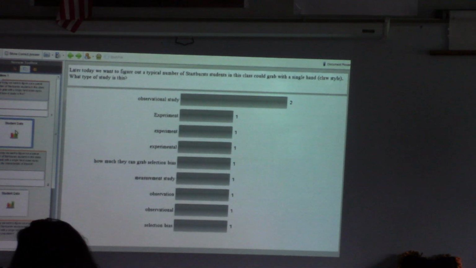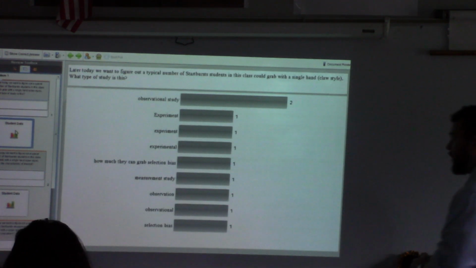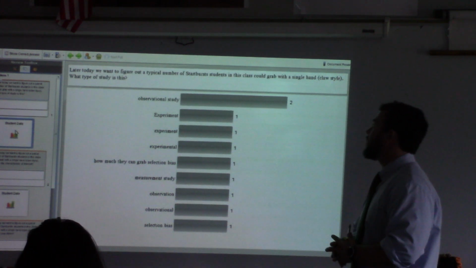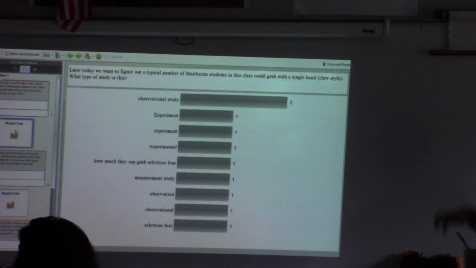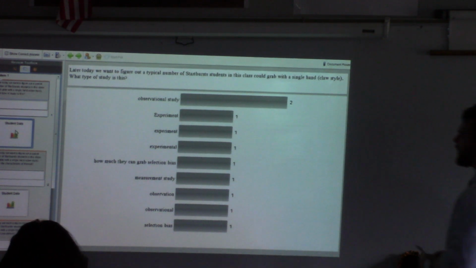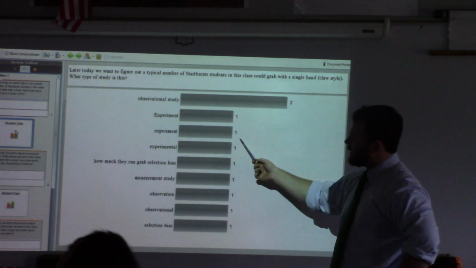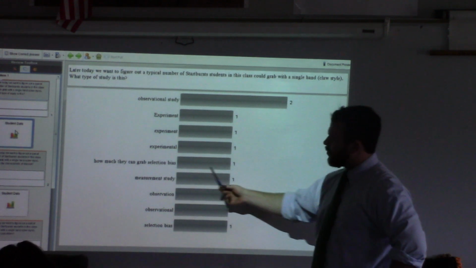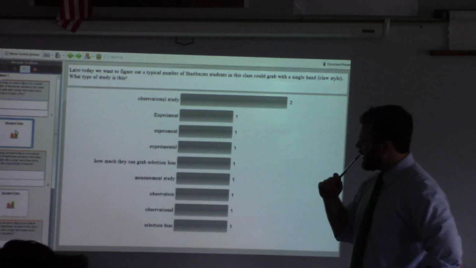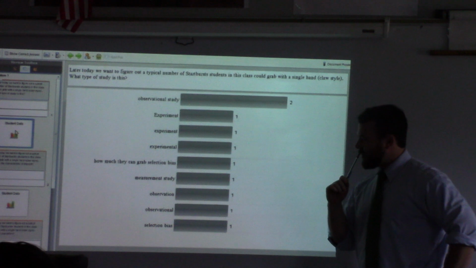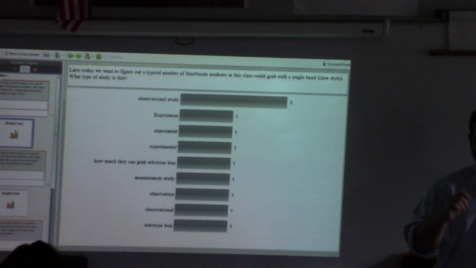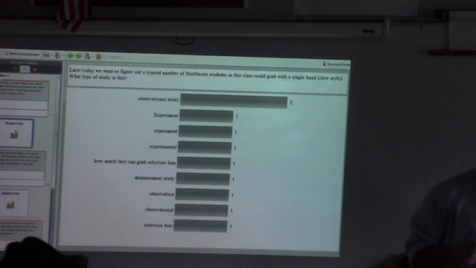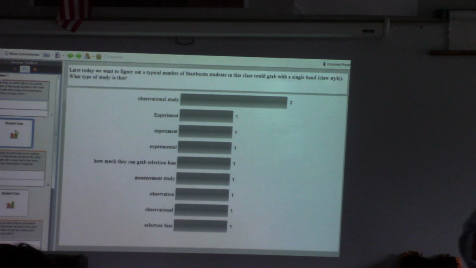So, later today we want to figure out a typical number of starbursts students in the class could grab with a single hand, claw style. What type of study is this? I got a couple of observational studies, I got a lot of experiments, how much they can grab with selection bias, a measurement study. What do y'all think? Experiment. So why do you think it's an experiment? I got to look on my notes.